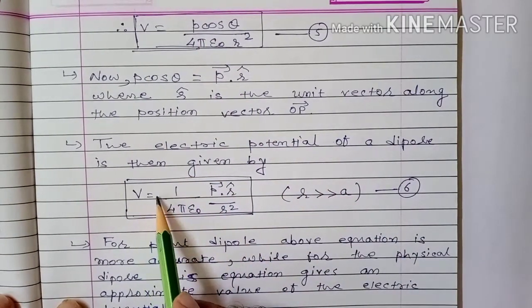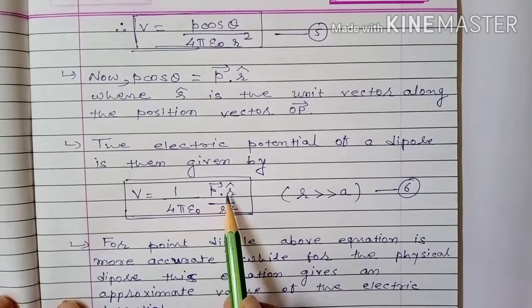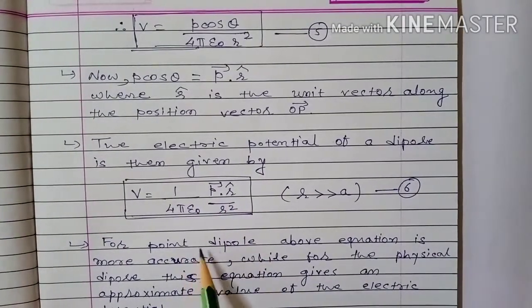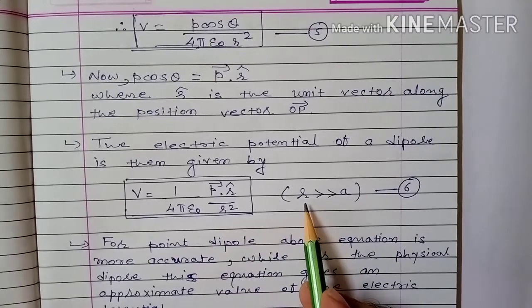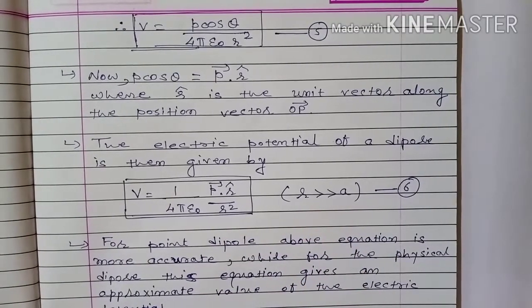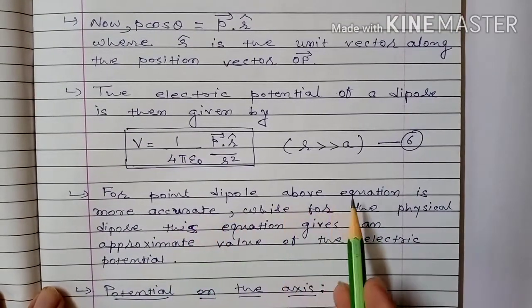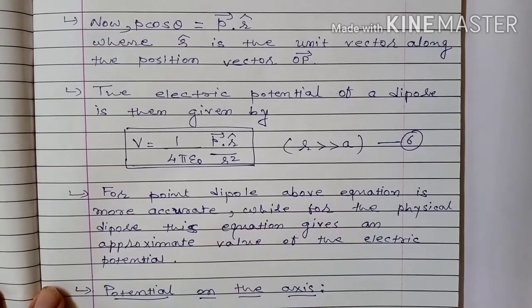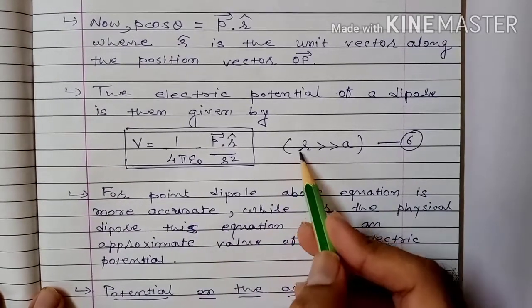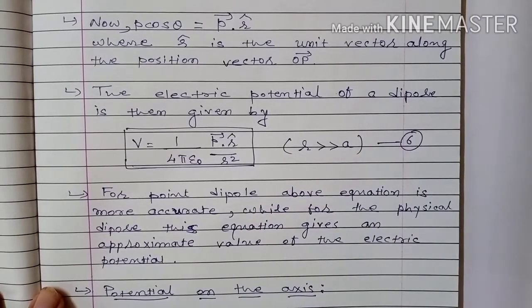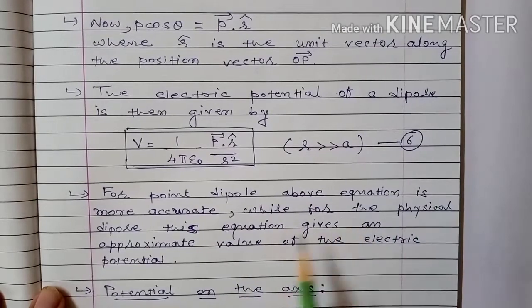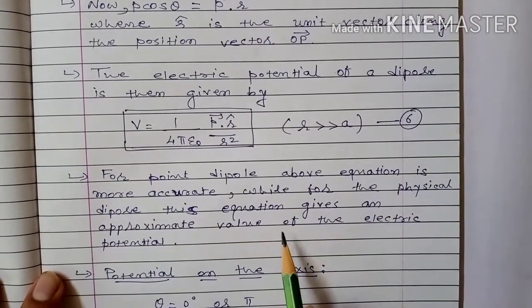So potential at point P is 1 upon 4 pi epsilon naught, P vector dot r cap upon r square. This equation is true only when r is much greater than a. It means the point of consideration is very far away from the dipole. So here we can say for a point dipole, the above equation is more accurate. If we consider a point dipole, then r will be much greater than a, and then this equation is valid. While for the physical dipole, this equation gives an approximate value of the electric potential.